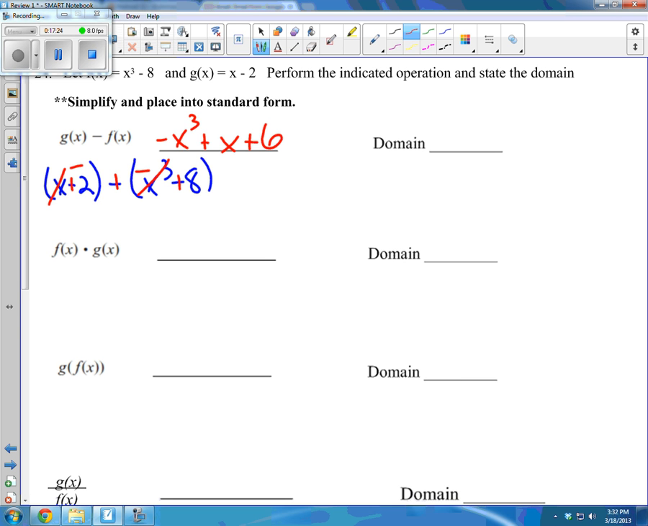When I ask myself the 3 questions of domain, do I have x in an even root, x in a denominator, or both? The answer is no, so my domain is all real numbers.